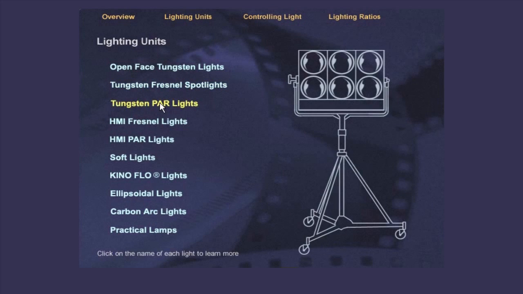Tungsten PAR lights are incandescent lights containing a parabolic reflector. These lights are often used in banks of 6 to 24 units, but can be used individually.